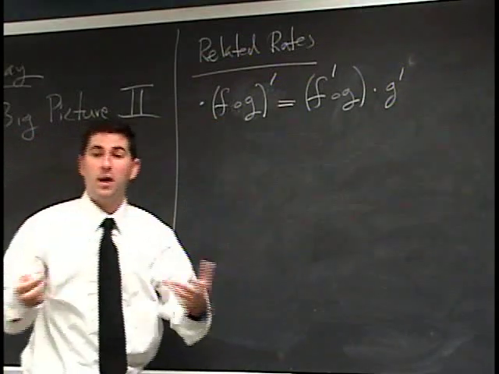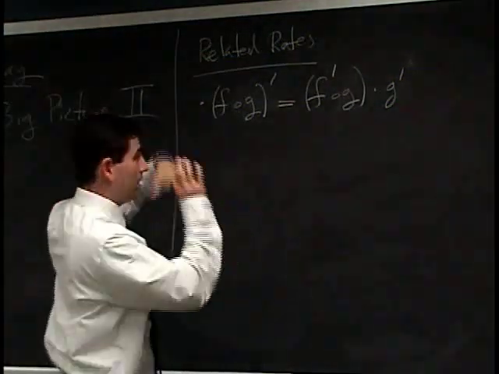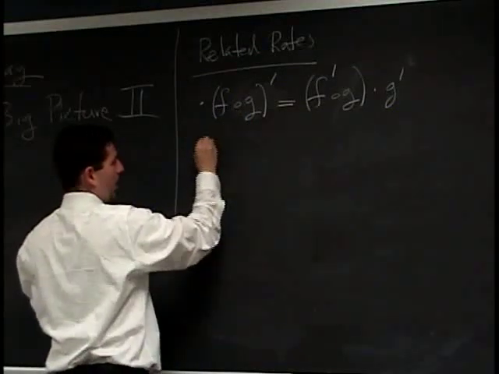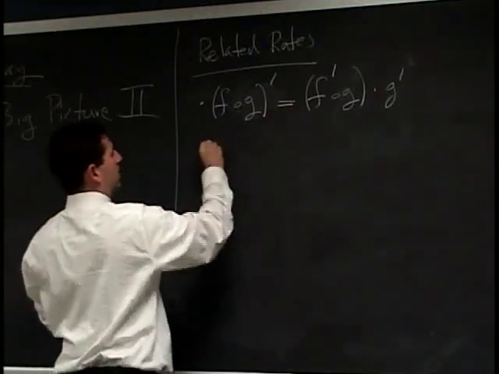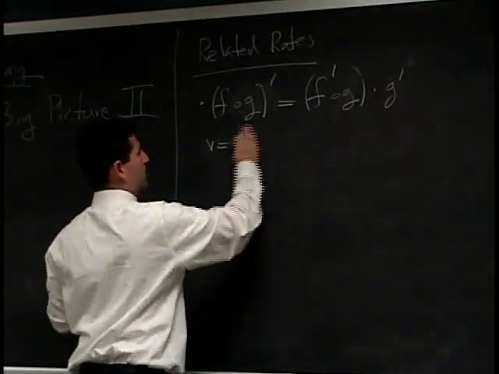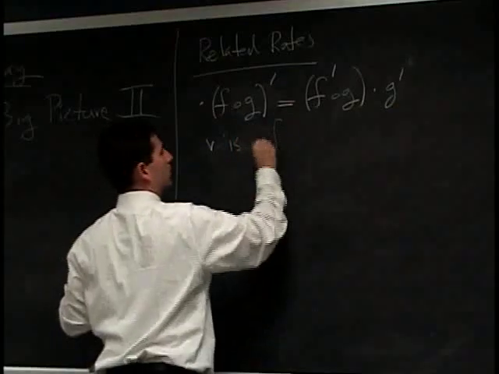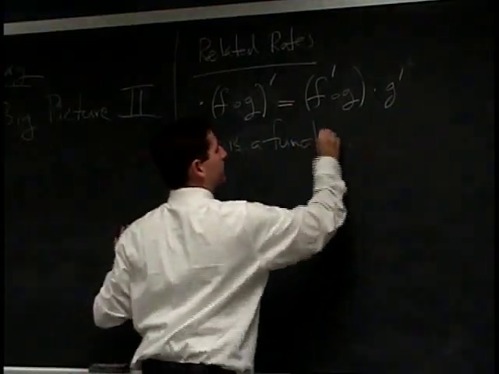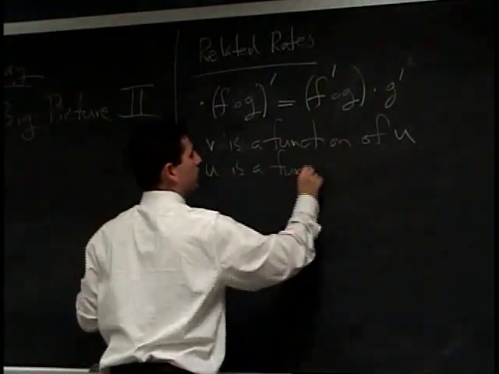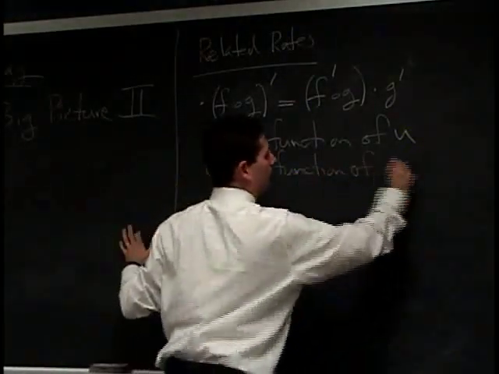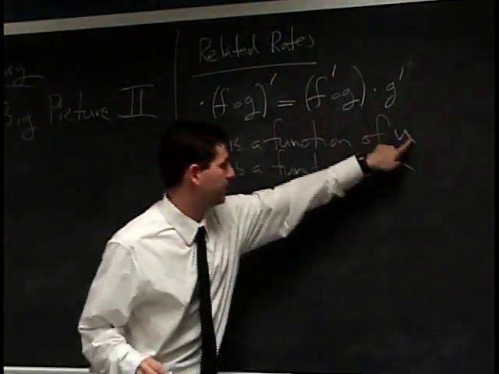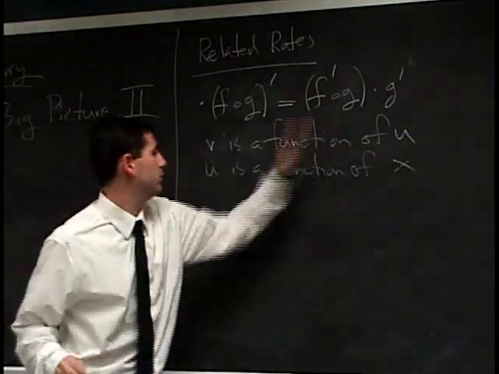But we saw another way to write down the chain rule earlier, right? And it's going to be the same rule, it's just a different way to write it. So let's just write it like this. v is a function of u, and u is a function of x. So we have a function of a function. Okay, v is a function of u, u is a function of x.